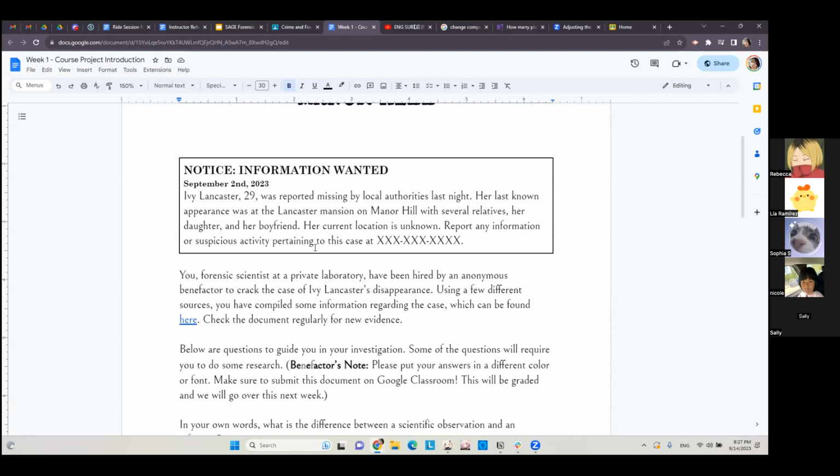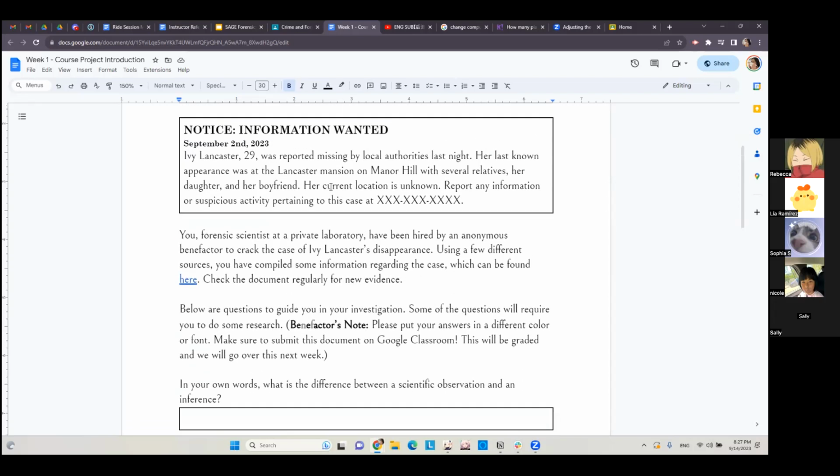Report any information or suspicious activity pertaining to this case at... I didn't want to give you an actual phone number, but the story is that you, a forensic scientist at a private laboratory, have been hired by an anonymous benefactor, hint, me, to crack the case of Ivy Lancaster's disappearance.